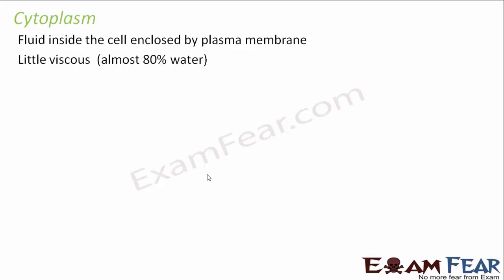Okay. So this fluid is a little viscous, almost 80% water. What is viscous? Viscous means a little sticky. For example, if you take honey and touch it, what do you see? It sticks to your fingers, right? Whereas if you take water, it doesn't stick to your fingers. So the viscosity of honey is much greater than that of water. That is why it is more sticky. So this fluid, cytoplasm, is also a little viscous, not too much, but it has almost 80% water. It is also known as cytosol, another name for cytoplasm.